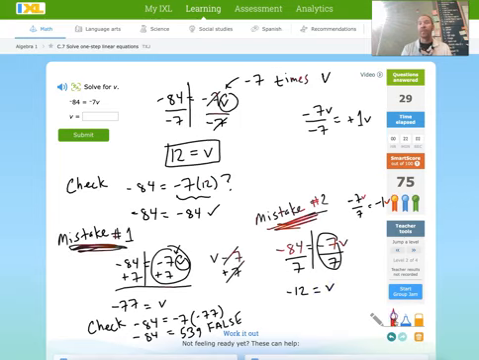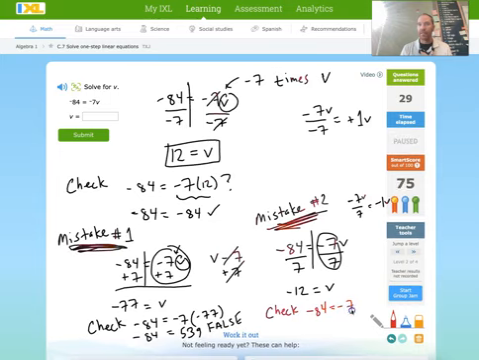And then if we do that check step, all right, let's check here. Is negative 84 equal to negative 7 times our value of negative 12? Is that true? Well, hopefully you remember already that a negative times a negative is a positive. So this would be a positive 84. And I go, no, that is false. It looks so close. But one of them I owe and the other I have. Do I have $84 or do I owe $84?